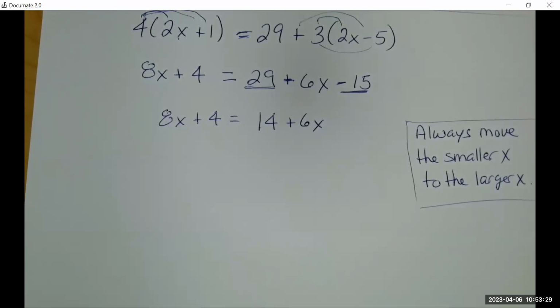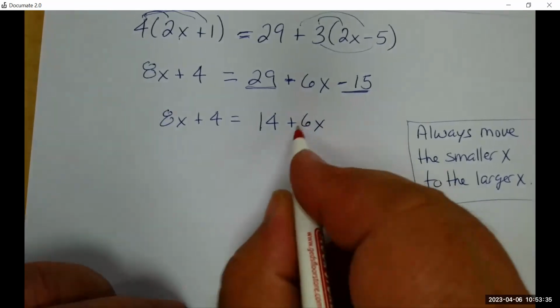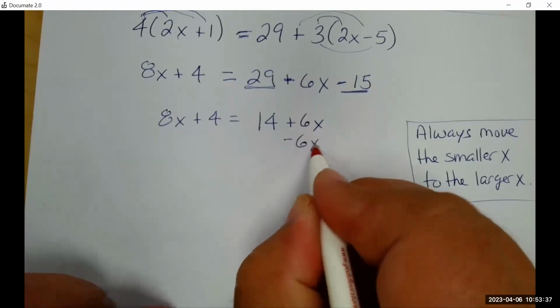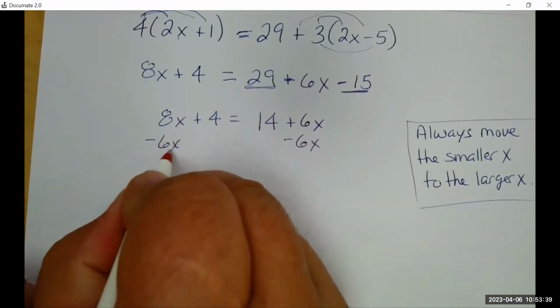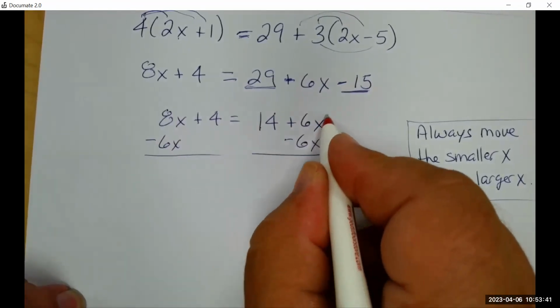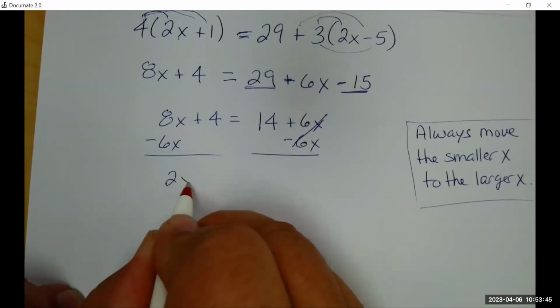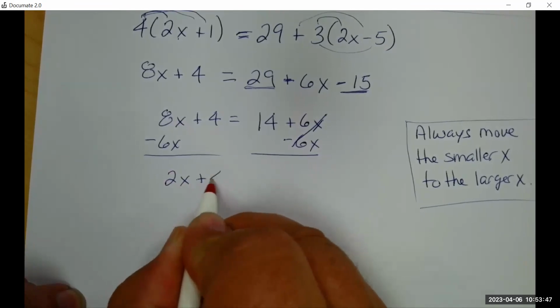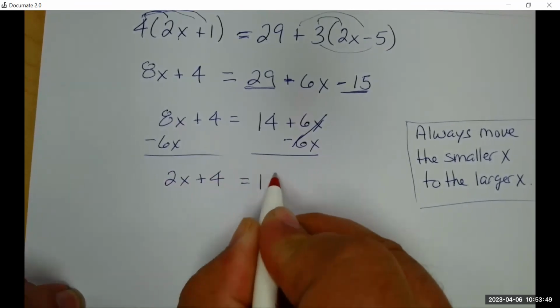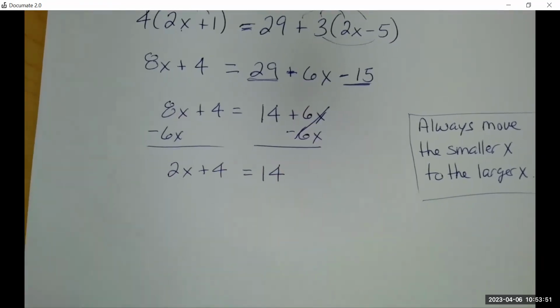So move the positive 6x and make it 2. Excellent. So I subtract 6x from both sides. Then it would be 2x plus 4 equals 14.